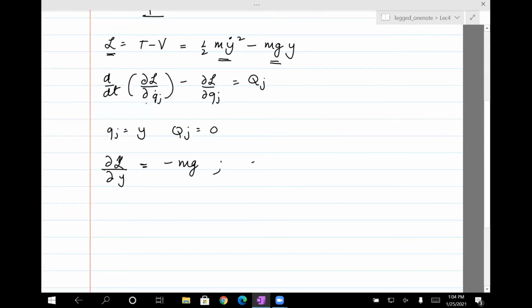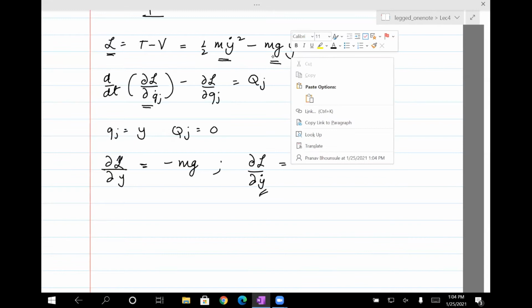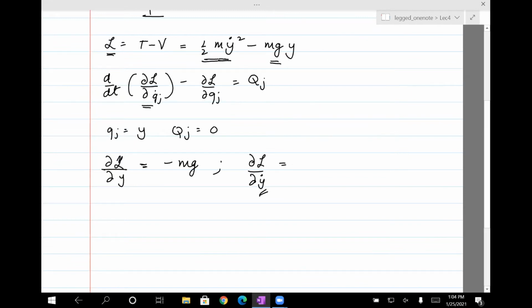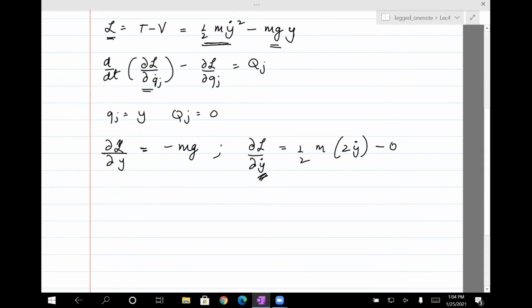The second part is the first term, which is dL/dq dot, in this case dL/dy dot. When we do this derivative, we again treat everything other than y dot as a constant. So y is a constant, y dot is not. The derivative of half m y dot squared is half m times 2y dot, because we treat y dot as the variable we differentiate against. Then minus mgy is going to be 0, because y, which is considered a constant with respect to y dot, has derivative 0. The derivative of position with respect to velocity is 0. So we end up getting m y dot.